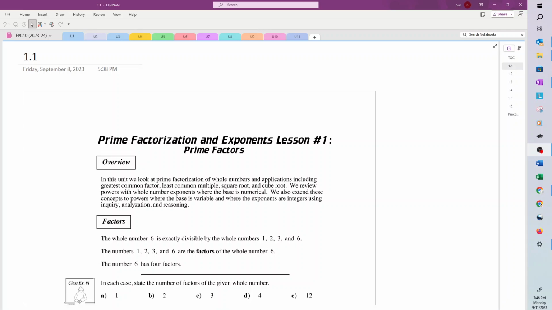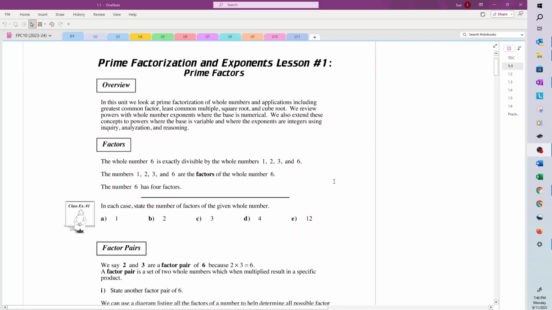This lesson is on prime factorization and exponents, lesson 1. So this is unit 1, section 1, or lesson 1 of Foundations in Pre-Cal 10. We're going to look at prime factorizations of whole numbers and some applications of that, including finding the greatest common factor, least common multiple, square root, cube root, and we're going to look at some exponent things.